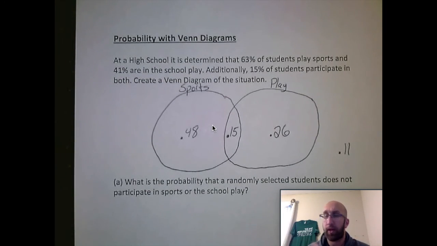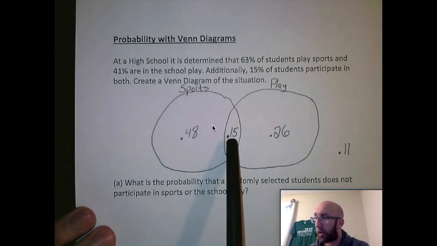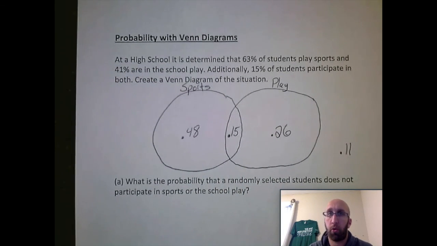So that's just a quick example on how to set up a Venn diagram for probability questions. Again, start in the center and work your way out.